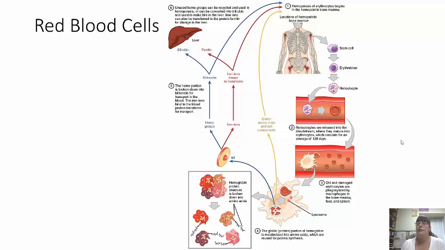Once it is old and worn out, it's going to be phagocytized by a macrophage in the bone marrow, liver, and spleen. Going to be recycled, so the protein's going to go one place, the iron's going to go another place, and the heme is going to go still another place. So we're going to reuse the amino acids, we're going to recycle that iron, and we're going to get rid of that heme so that we can recycle it and use it for other things. So that is red blood cells.